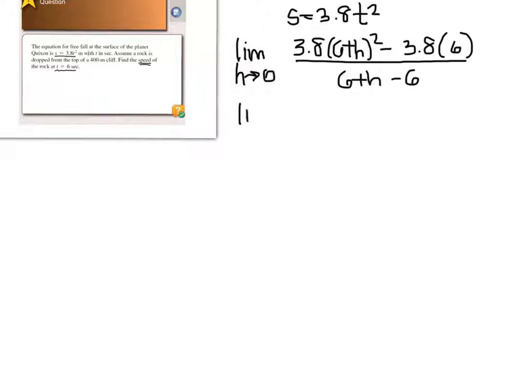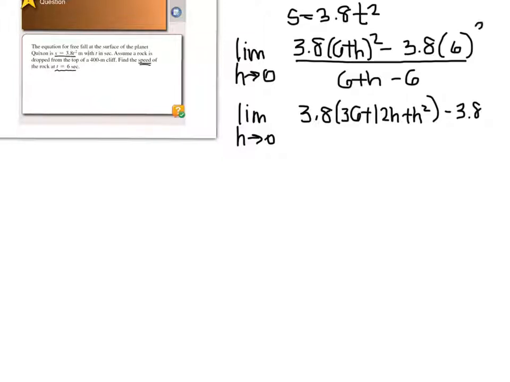So now we'll do some simplification here. Multiply (6 plus h) squared, so that ends up being 36 plus 12h plus h squared. And then it's minus 3.8. Oh, excuse me, I almost forgot. It's 3.8 times 6 squared, so it's times 36. And of course, in the denominator, we always end up dividing by 0, but that's because the constants are reduced to 0. So let's continue simplifying to be able to find the instantaneous speed.